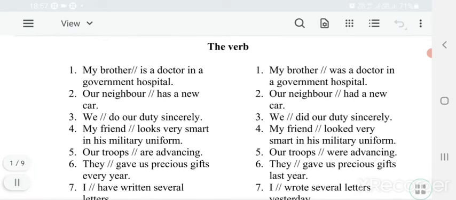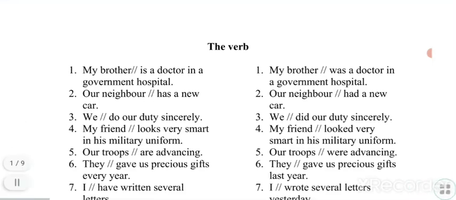For example, in the first sentence, my brother is a doctor in a government hospital. You see there is a double slash in the sentence. This double slash is there to indicate the difference between the subject and the predicate. My brother // is a doctor. My brother, this part of the sentence, is the subject and the rest is the predicate.